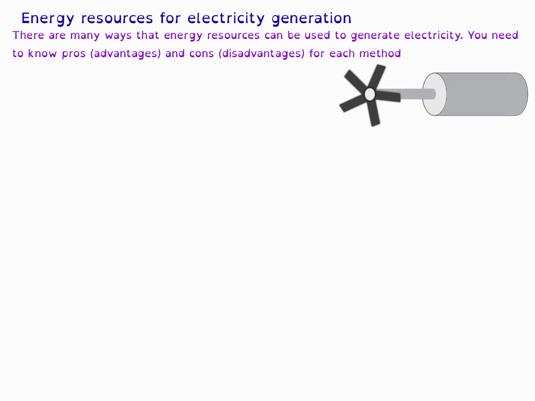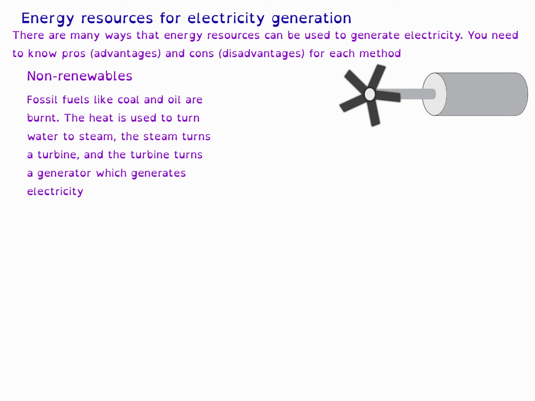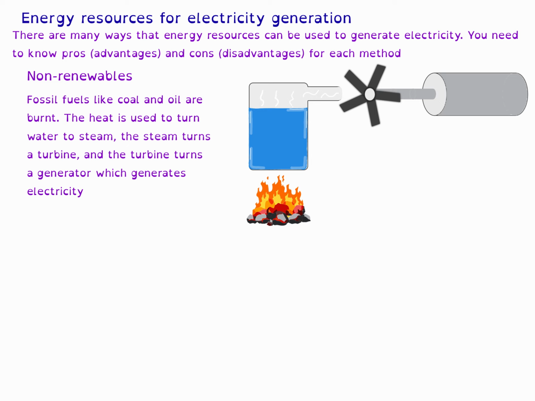There are many ways that energy resources can be used to generate electricity. You need to know the pros, advantages, and cons, disadvantages for each method. We're going to start with the non-renewables. Fossil fuels, like coal and oil, are burnt. The heat is then used to turn water into steam. The steam turns a turbine, and the turbine turns a generator, which generates electricity.